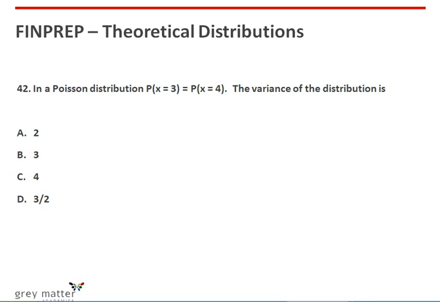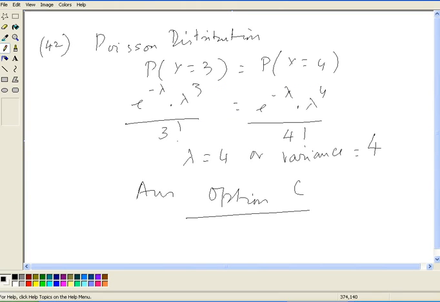42nd problem: in a Poisson distribution, P(X=3) equals P(X=4), and we need to calculate the variance of the distribution. Going to our work area, equating both and using the formula e^(-lambda) times lambda cubed by 3 factorial equal to e^(-lambda) times lambda to the power 4 by 4 factorial, we find lambda works out to be equal to 4. Variance is nothing but lambda, which is equal to 4, so the option is C.